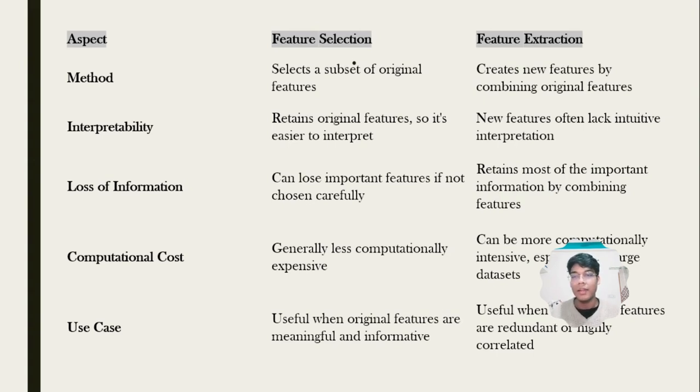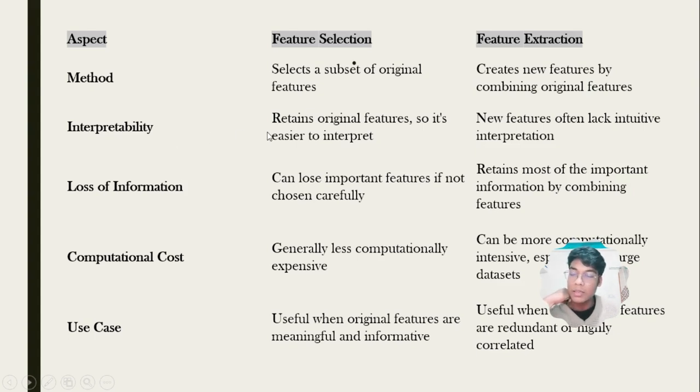So here are the differences between feature selection and feature extraction. The aspect of the method says here that feature selection selects a subset of original features, but feature extraction creates new features by combining original features.